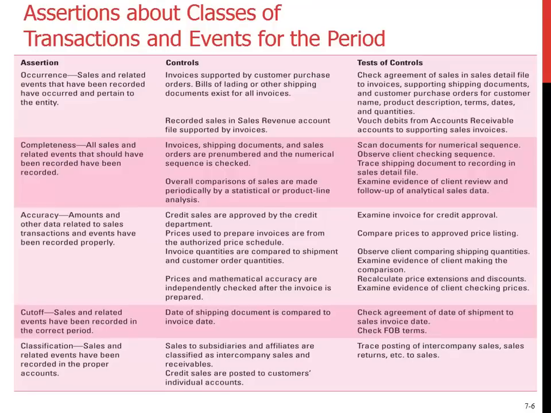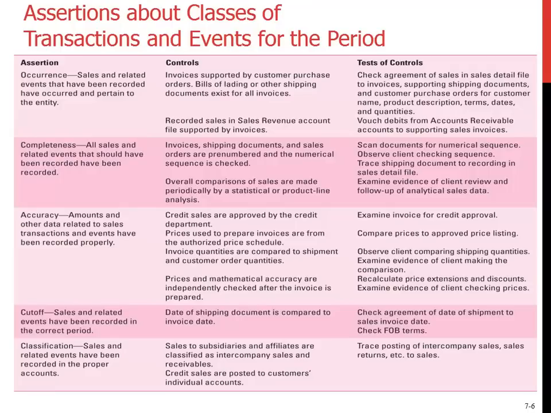So the auditor would test those controls by taking a sample of sales in the detailed sales file, and then tying those back to shipping documents, for example. So again, occurrence, you want to make sure that the sales that are recorded in the sales journal actually occurred. So your starting point will be the sales journal, select a sample of sales, and tie those back to supporting documentation such as the bill of lading.